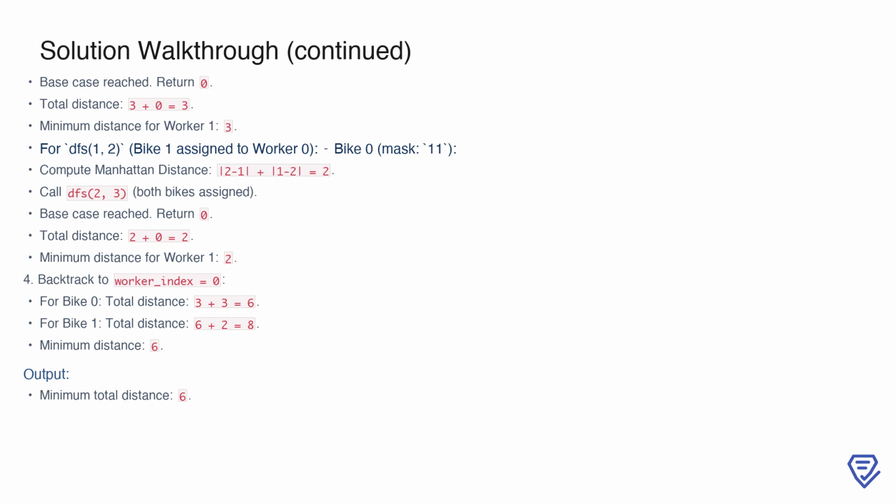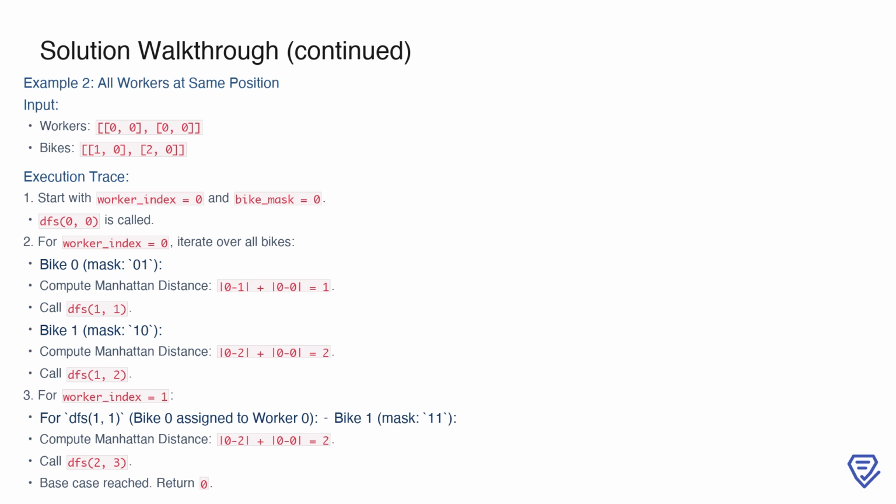Backtracking to worker 0, we calculate the total distances for each bike assignment. If bike 0 is assigned to worker 0, the total distance is 3 plus 3 equals 6. If bike 1 is assigned, the total distance is 6 plus 2 equals 8. Among these, the minimum distance is 6. Therefore, the output for this example is a minimum total distance of 6.